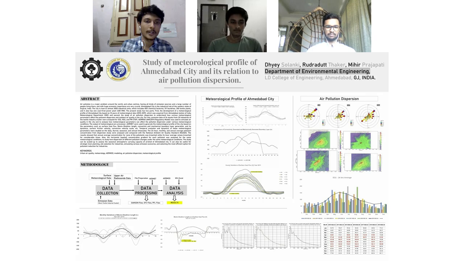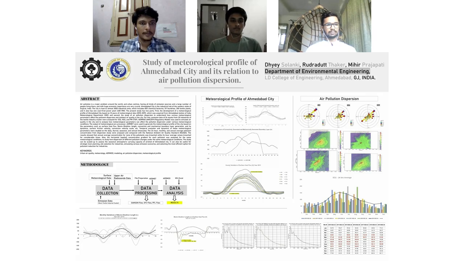Then we carried out air pollution dispersion modeling using AERMOD software, and we tried to understand the relation of the meteorological profiles and meteorological parameters with air pollution dispersion. So Mihir will now explain the meteorological profile that we developed.